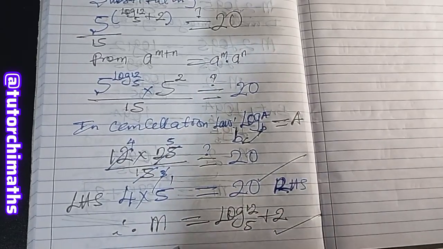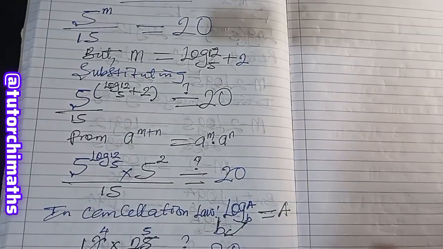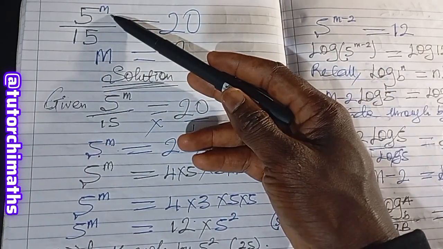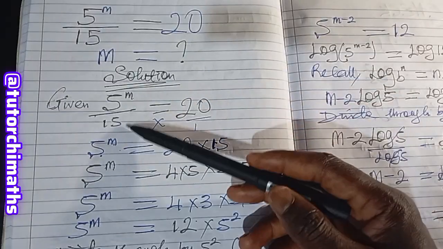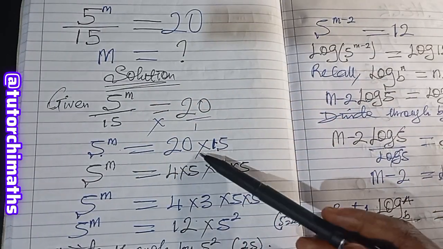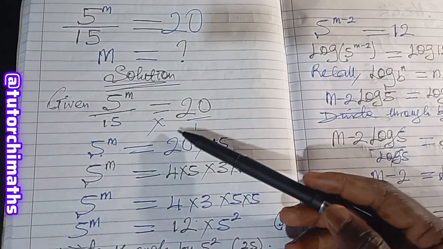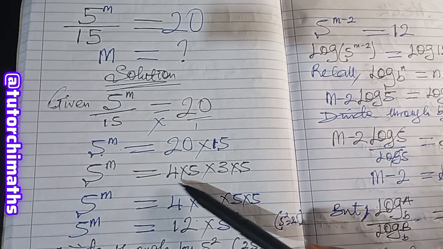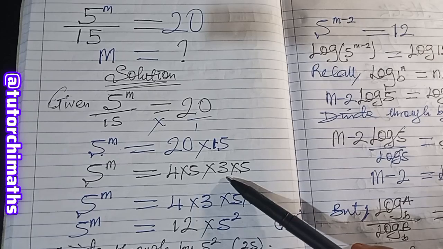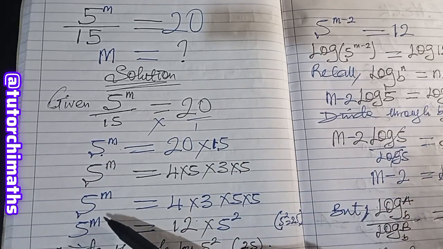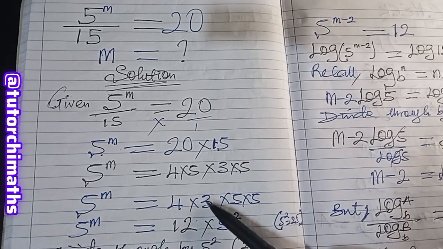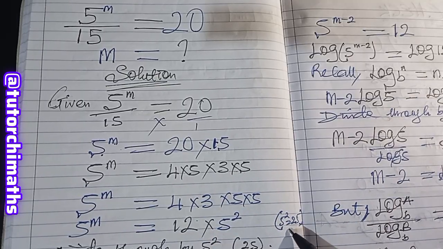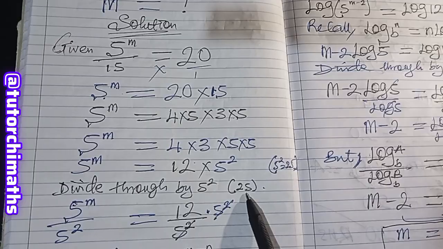So they are correct. Alright, so now a quick recap of what we have done. We were given 5 raised to power m divided by 15 equals to 20. So we express this in order to factor out 5. When you cross multiply, you have 5 to the m is 20 times 15. 20 is 4 times 5, multiplied by 15, which is 3 times 5. So 5 to the m is the same as 4 times 3, which is 12, multiplied by 5 raised to power 2, which is 25. Now divide through by this 25.